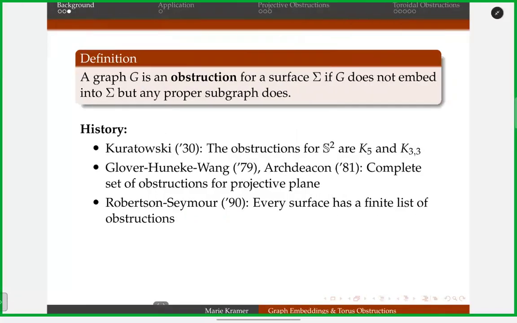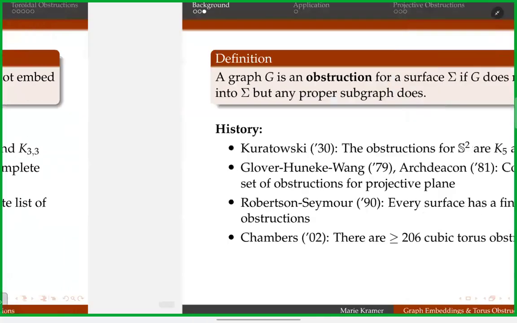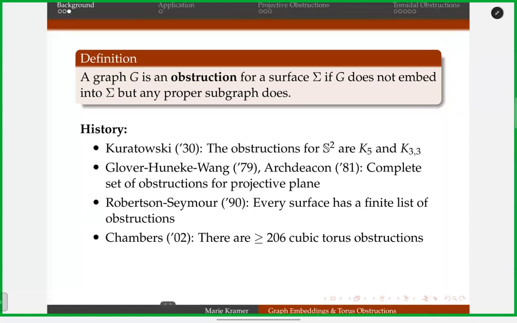Okay, let's think about obstructions for other surfaces. Thanks to Robertson and Seymour's graph minors project, where they published a lot of papers, we know that every surface has a finite list of obstructions, but we don't really know how to find these obstructions for any given surface. And I'm not sure how much is known asymptotically, how much we expect. But at least we know it's a finite list for every surface. But that's about where the good news of this ends.